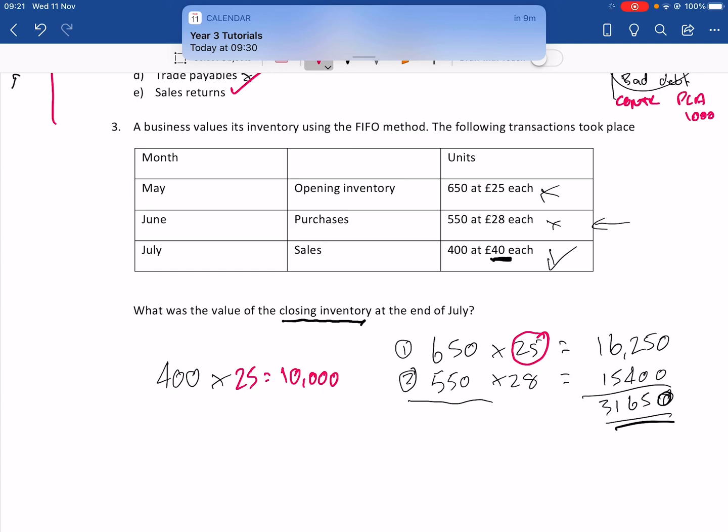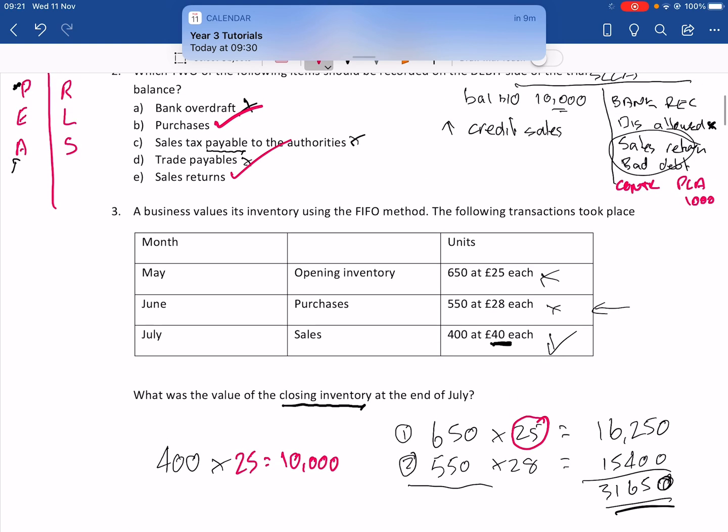Okay. So all we do here is we had 31,650. Let's just bring that down.